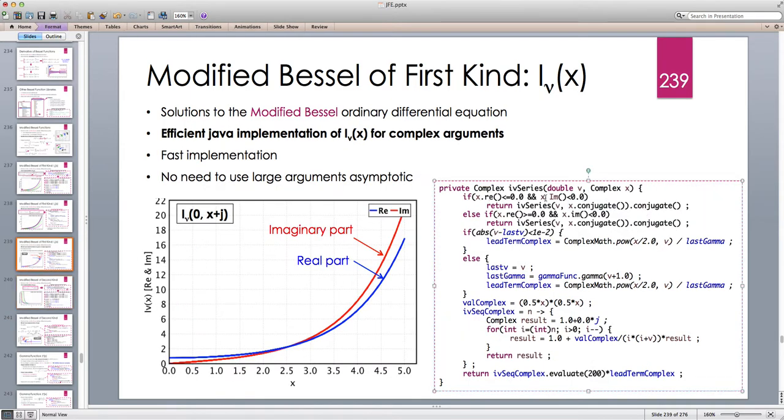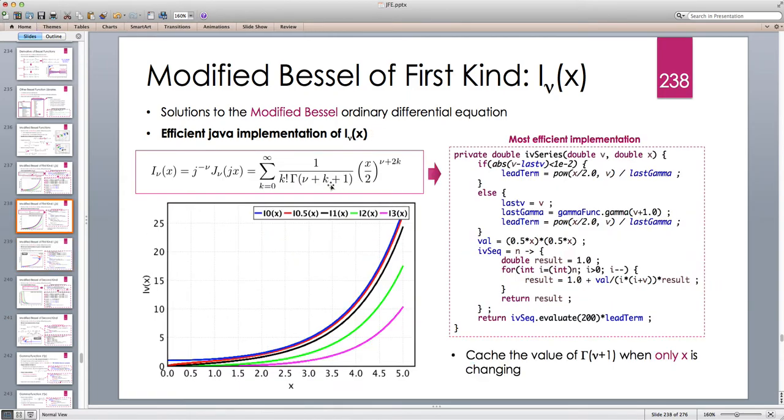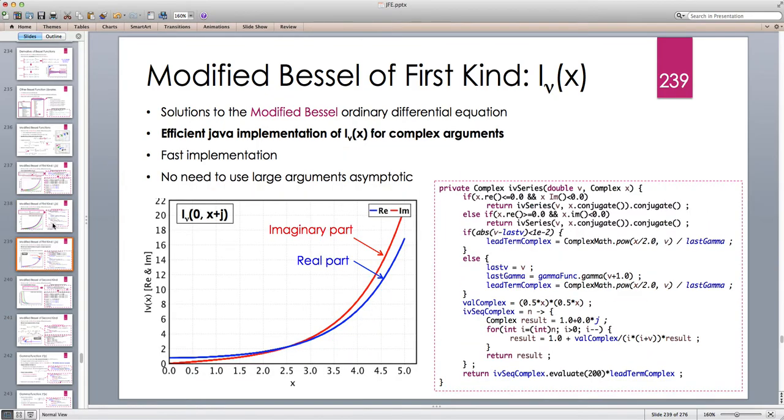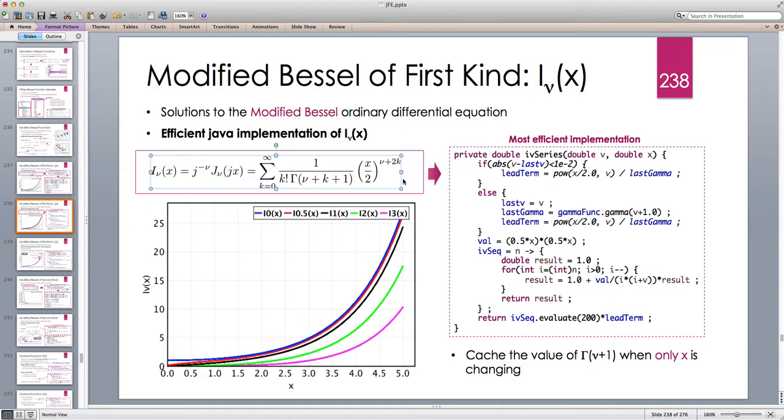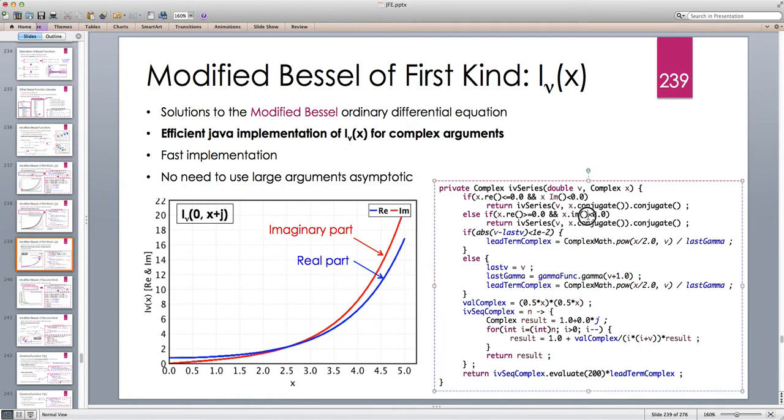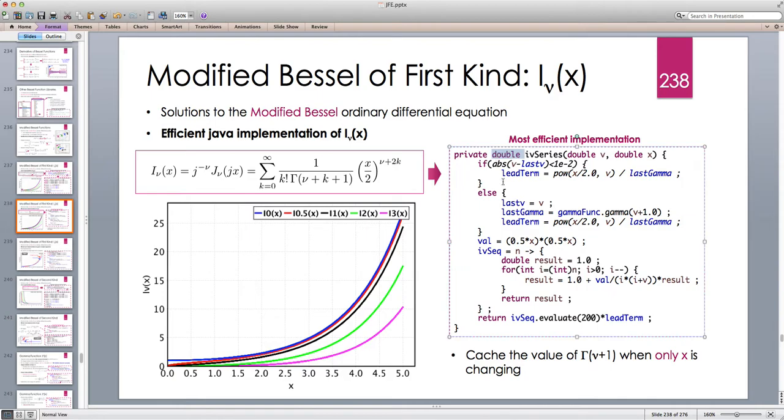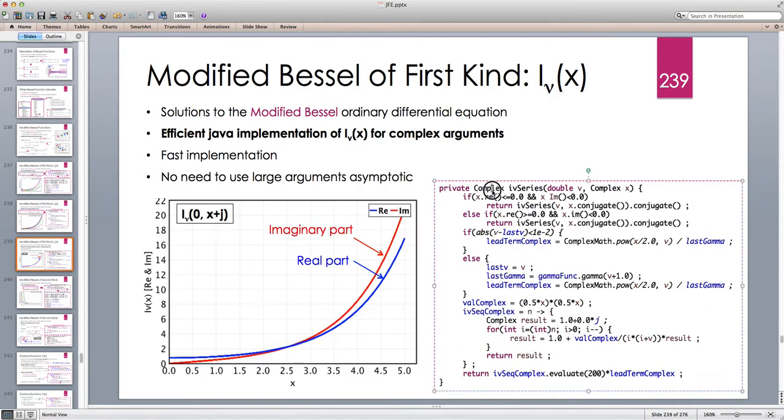So if the real part is negative, if the real part is positive, imaginary part is positive, we have the same equation here. Similarly, if the imaginary part is positive, regardless of the real part, we always have this equation. If the imaginary part is negative, then we conjugate x and then conjugate the result again, something like that. And then for complex numbers. So this one was for double numbers, right? And this one is for complex numbers.